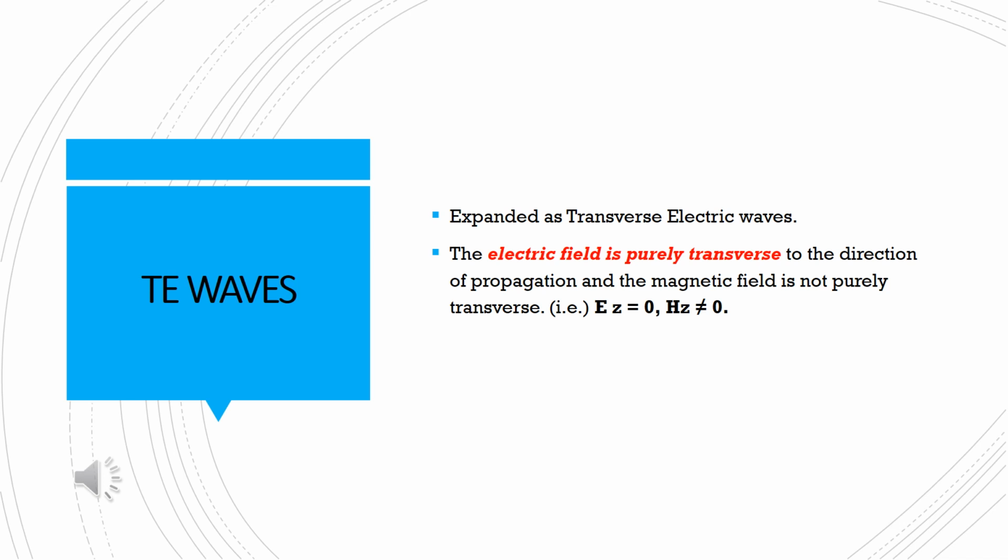The first kind of wave we are going to analyze is the transverse electric waves. As the name suggests, for example, let us consider the wave propagation in the z direction. When a wave is propagating in the z direction, in that particular direction the electric field is not present and is fully transverse or perpendicular to the direction of wave propagation. Such waves are called transverse electric waves.